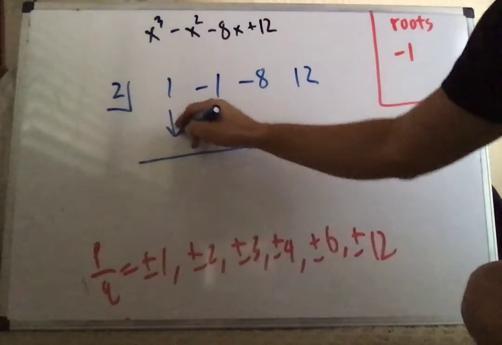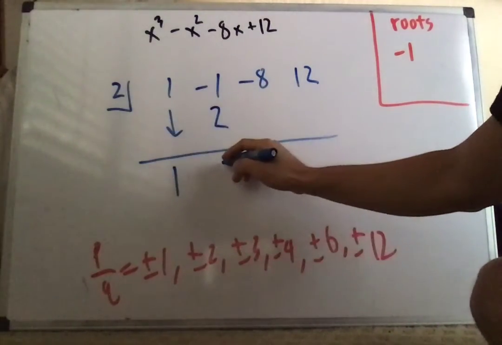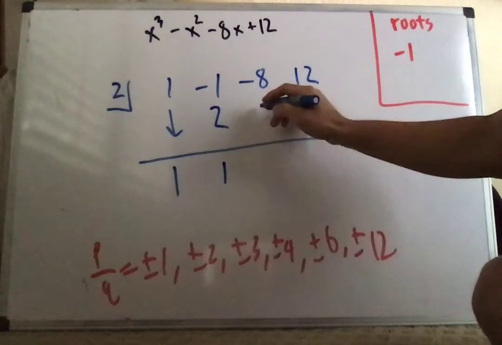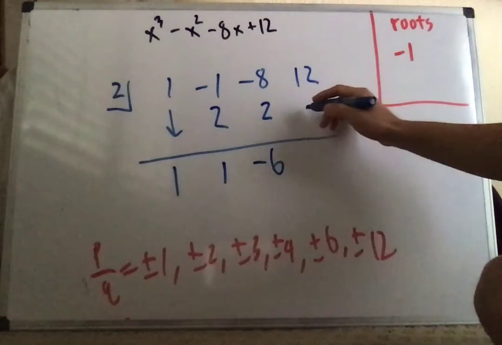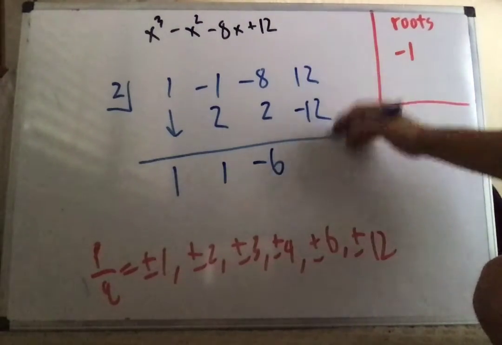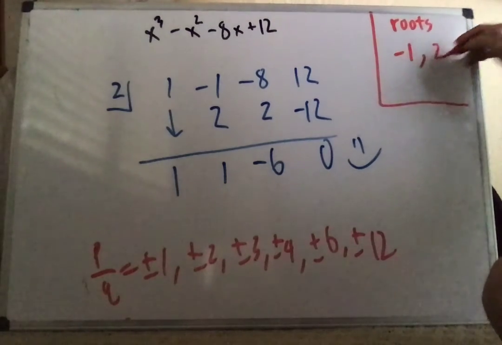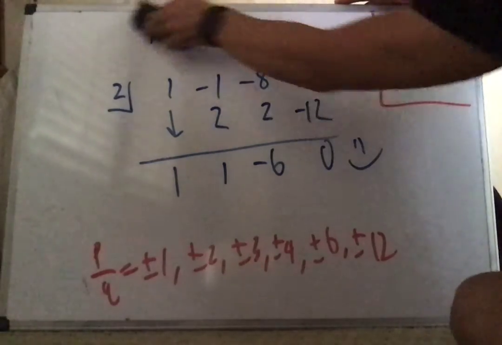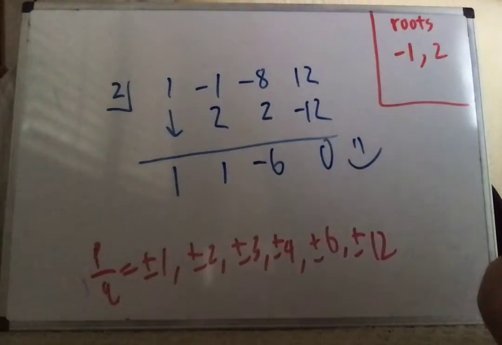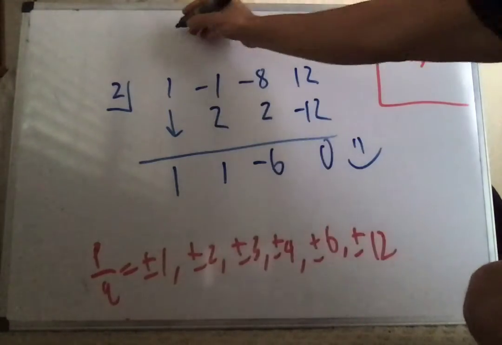So bring the 1 down. That's 1. 1 times 2 is 2. Negative 1 plus 2 is positive 1. 1 times 2 is positive 2. Negative 8 plus 2 is negative 6. And negative 6 times 2 is negative 12. 12 plus negative 12 is 0. So yes, it worked. Awesome. That means we found our second root. Our second root is positive 2. Sweet. And what else do we know? We know that whatever's left over is the polynomial. So this is going to be a squared term now: x squared plus x minus 6.